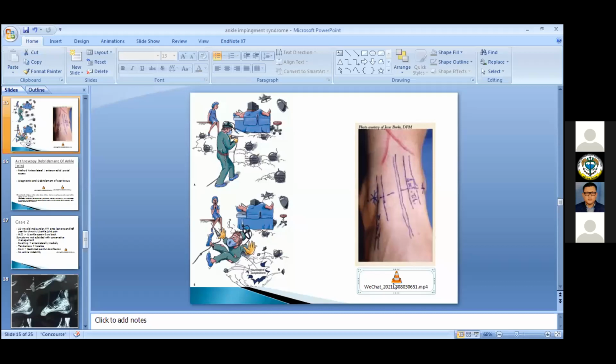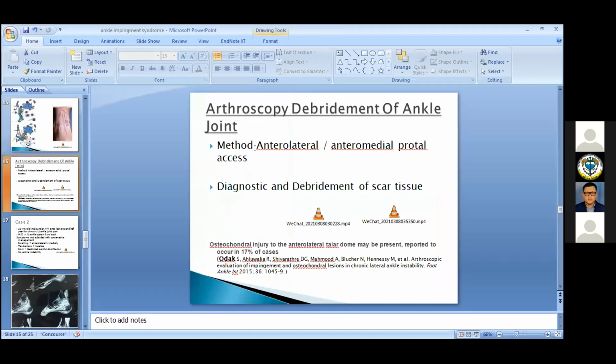If the patient is thin, we make the lateral portal incision just medial to the branch of the superficial peroneal nerve, which has 2 branches, one lateral and one medial. So we make the anterior lateral portal just medial to the lateral branch. So this is the way we can mark before the surgery, and this is the way we can do the debridement in these cases.